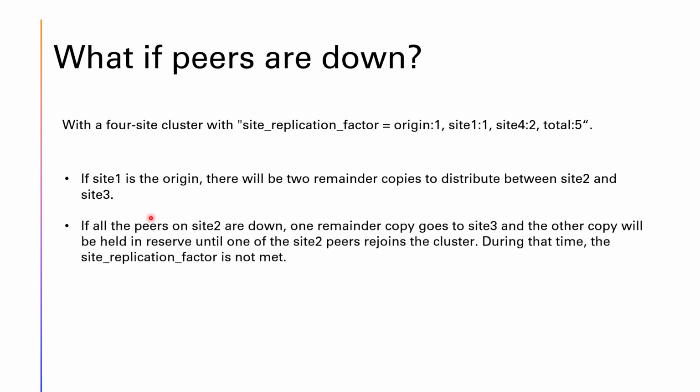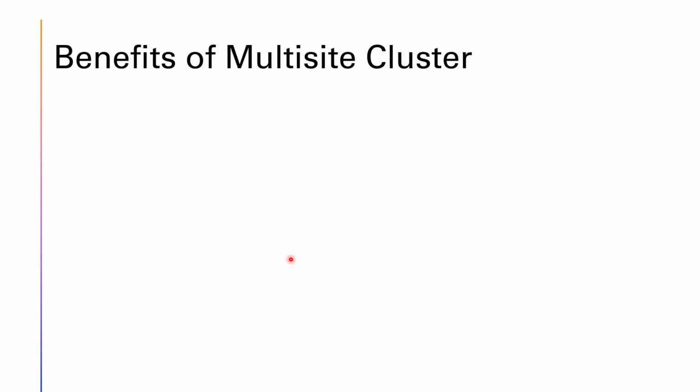Now let's say when Splunk is trying to distribute between site 2 and site 3, all the peers of site 2 are down. Site 2 is not able to receive any copy. So what will Splunk do in this case? The copy which is supposed to go to site 3 will go to site 3 because site 3 is up, and the other copy which is supposed to go to site 2 will be on hold, in reserve, until site 2 joins the cluster. So this is the scenario where the search replication factor is not met. This is an interesting scenario.